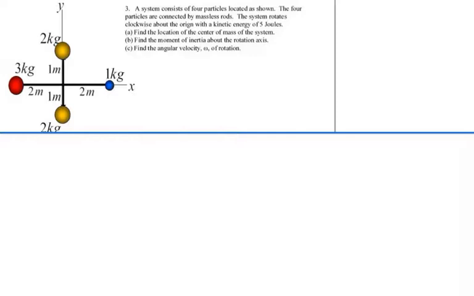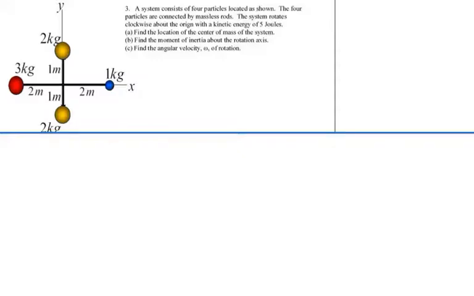Here's sample test 3, problem number 3. A system consists of 4 particles located as shown. The 4 particles are connected by massless rods. The system rotates clockwise about the origin with a kinetic energy of 5 joules. Find the location of the center of mass of the system.